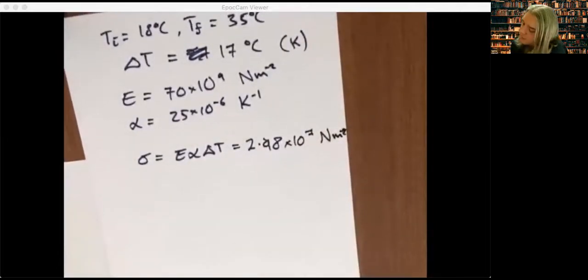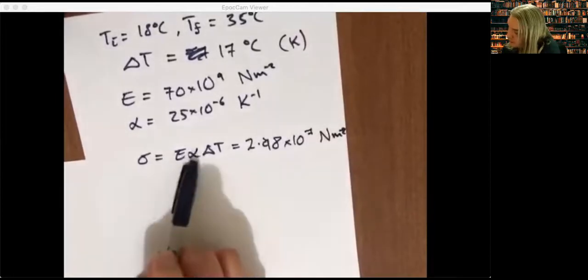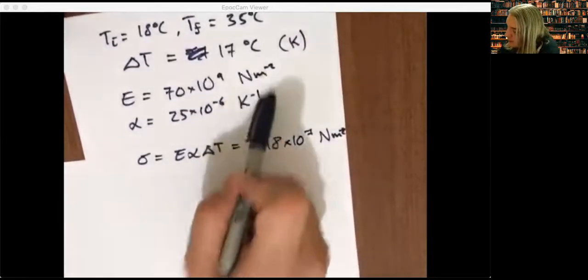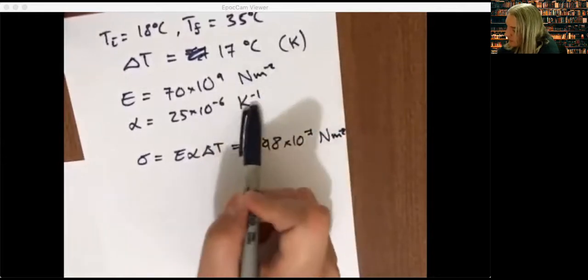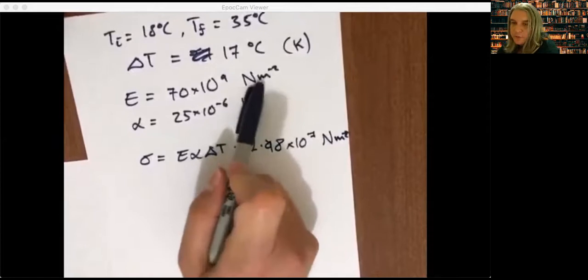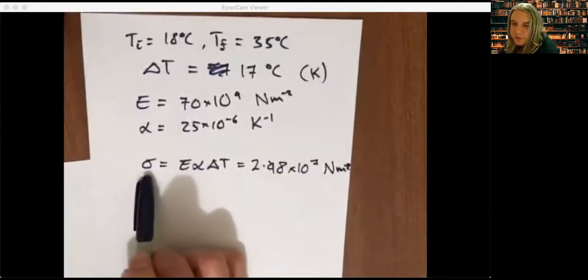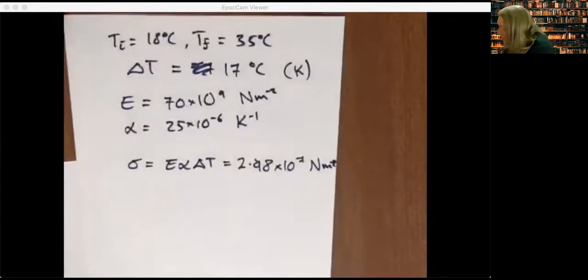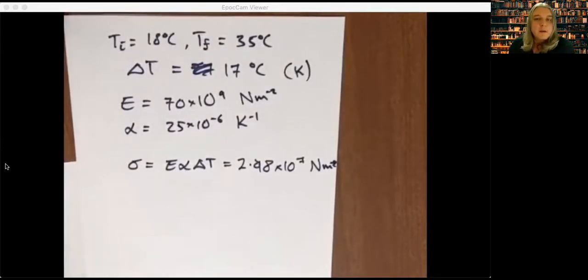And at this point, it's a good reminder to double check the units. We've got alpha and change in temperature: inverse Kelvin and Kelvin. Those cancel out. We're left with E, which is Young's modulus, newtons per square meter, and that's what we want for our stress because it's a form of pressure, newtons per square meter. So that's all good. Those units are happy.